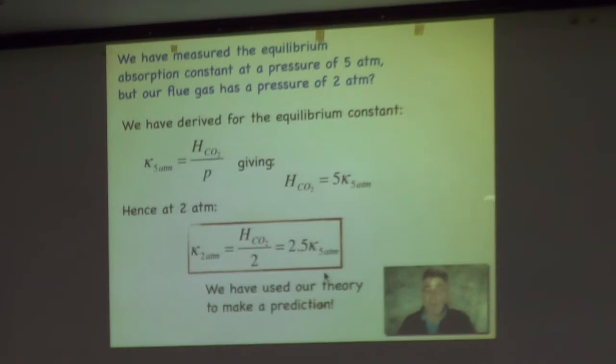So in this way we actually have used our theory to make a prediction of what would be the equilibrium constant at different conditions than where we have measured it, and that is an example of the power of thermodynamics. What we can also do is a similar thing if we would have measured our equilibrium constant at a different temperature. Well, that one is a little bit more complicated, and we will do that in a separate video.